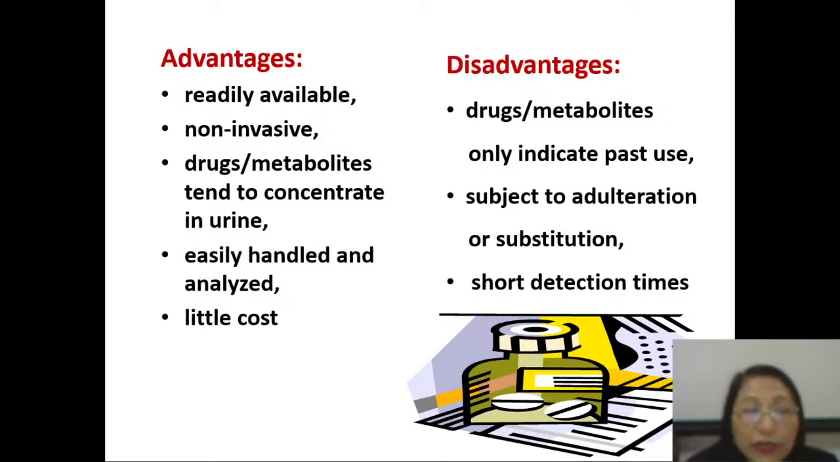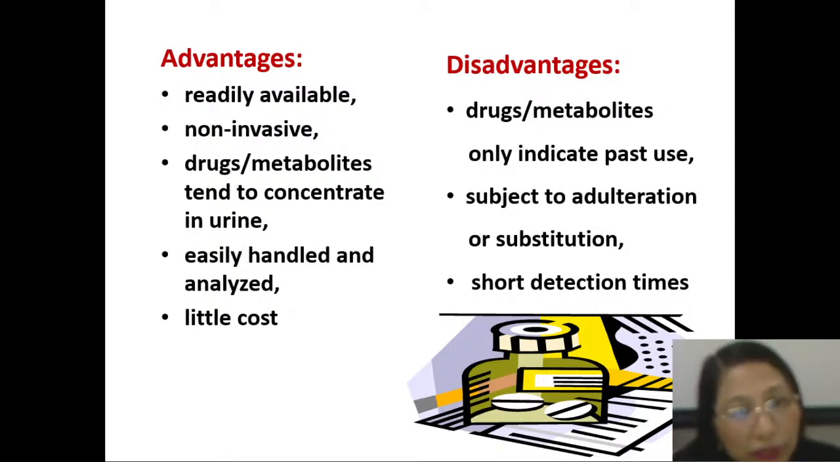The advantages are that it is readily available. It is obviously much easier to take a urine sample than a blood sample. It is non-invasive. Drugs or metabolites tend to concentrate in the urine, and it can be easily handled and analyzed, and the cost is relatively less.